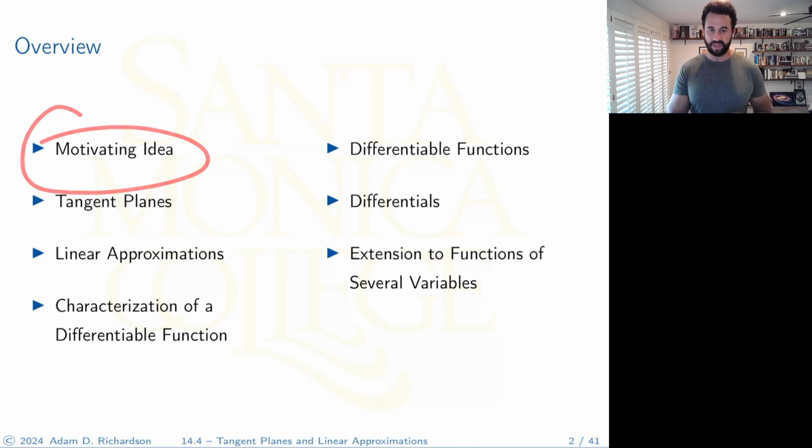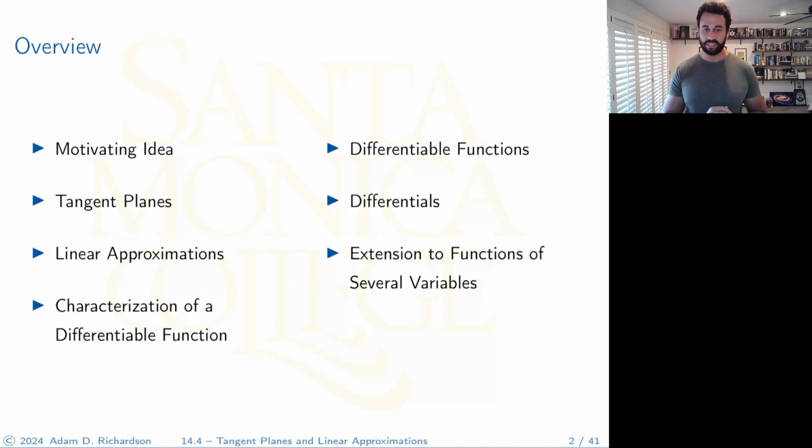So we're going to start with a motivating idea. Then we'll talk about tangent planes, because now we're working in higher dimensions. We'll talk about linear approximations and what they are and how to define them. Then we're going to get what's called the characterization of a differentiable function. And this is where some of the technical details come in in an important way. You need the rigor and the technical details to make the thing behave the way you want it to behave. Then we'll come up with a definition of a differentiable function.